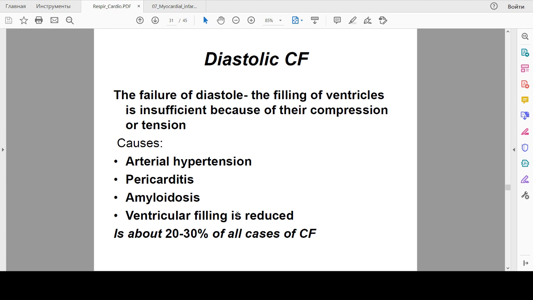Diastolic type. It happens more seldom, but sometimes we shall take it into account. The failure of diastole here is the failure of filling of ventricles because of their compression or tension. It happens in arterial hypertension, pericarditis, in amyloidosis also, and here ventricular filling is reduced. About 20–30% of all cases is diastolic, but it is also important to remember.